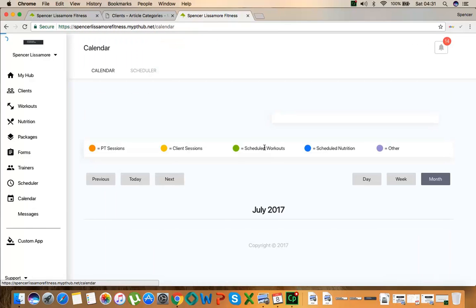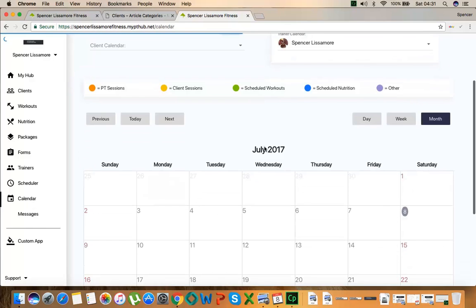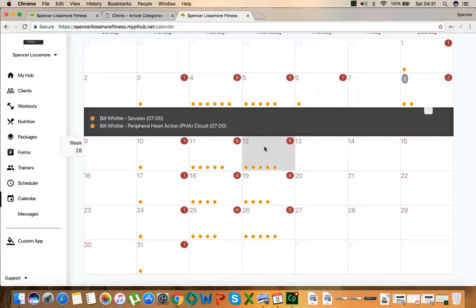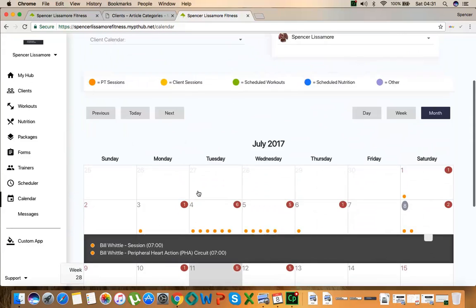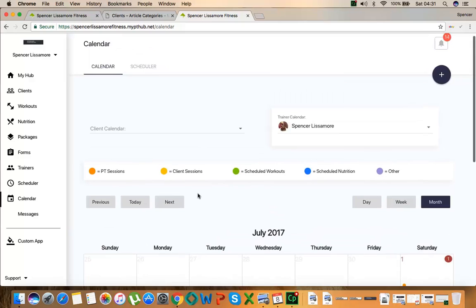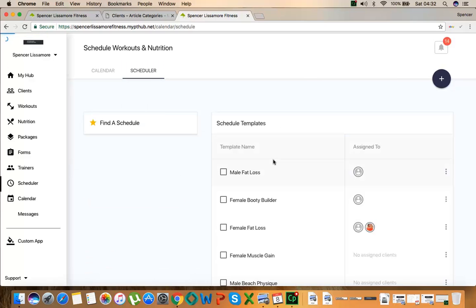Right then, calendar. This is my calendar. So PT sessions, client sessions, scheduled workouts, scheduled nutrition, and other. You'll have the same as a client. This is all synced to your Outlook, to your mobile phone reminders, whether it be iOS or Android. It's all synced together, which I'll show you just now.